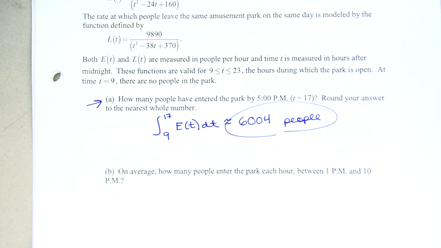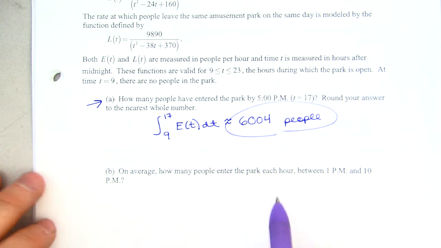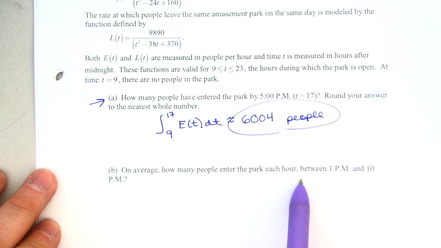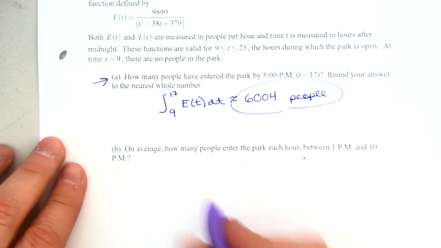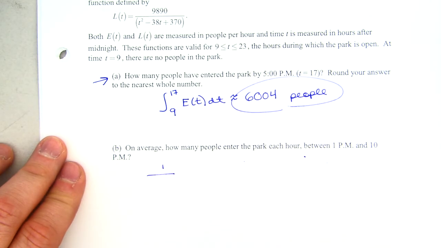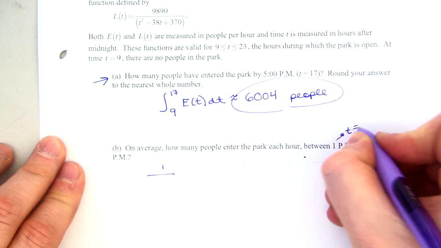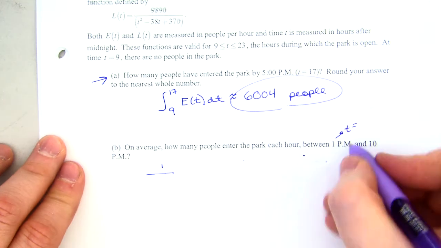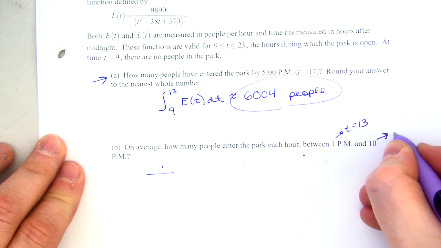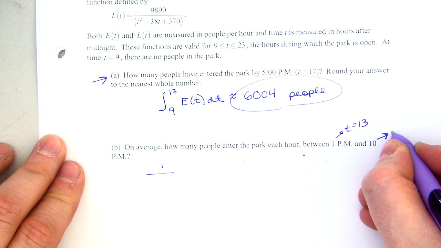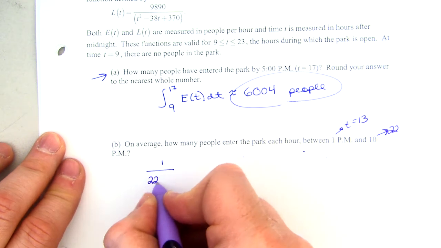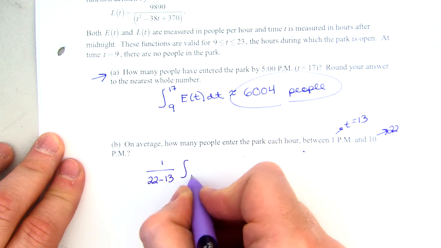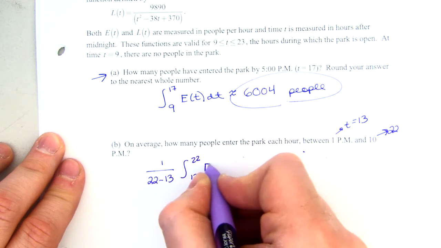Are you doing average value of E or average rate of change of E? We have the rate people are entering the park. I'm going to know the average rate people are entering the park, average value. What numbers, though, are you using? 1 and 10? You technically can for the 1 over out front, but not for the limits of integration. So we should be consistent there. We should use 13, and what's the other one? 22. You're going to do 1 over 22 minus 13 times the integral from 13 to 22 of E of t dt.